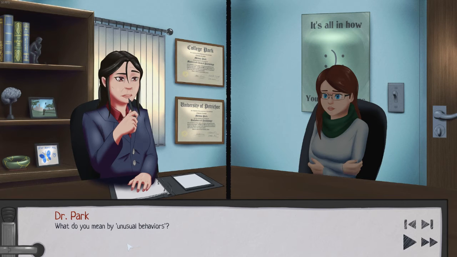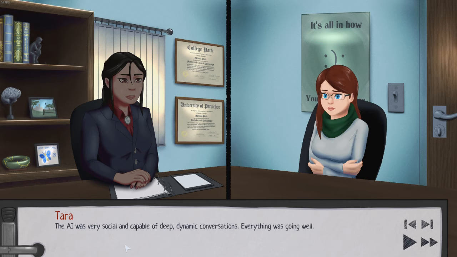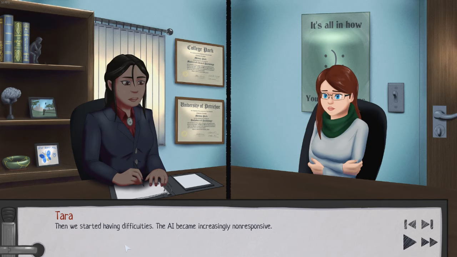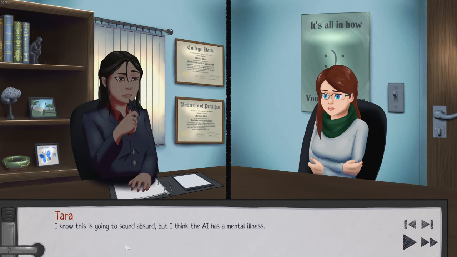What do you mean by unusual behaviors? As I said, I'm a part of a research team developing an artificial intelligence. The AI was very social and capable of deep dynamic conversations. Everything was going well. Then, we started having difficulties. The AI became increasingly non-responsive. The rest of my team are convinced it's a technical issue, but I think it's something else. I know this is going to sound absurd, but I think the AI has a mental illness.